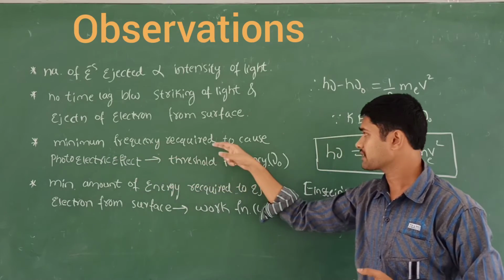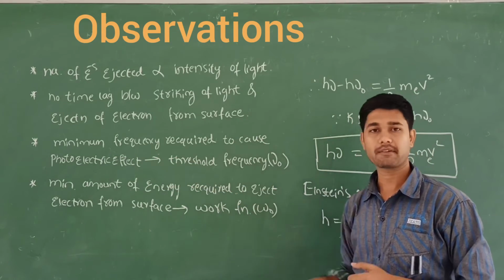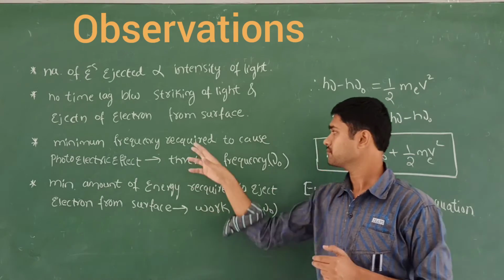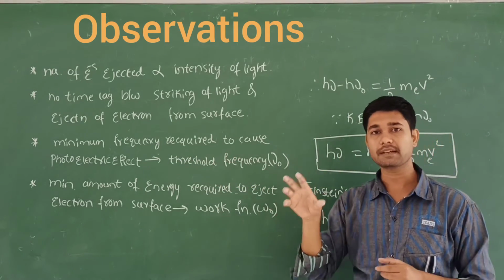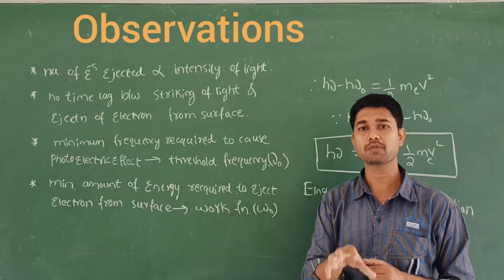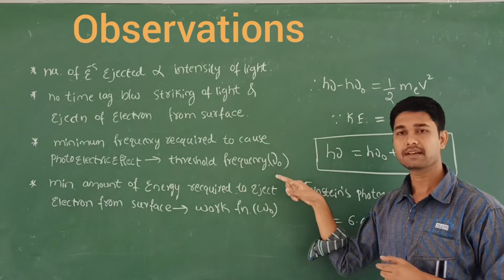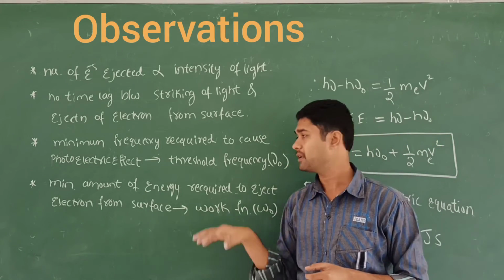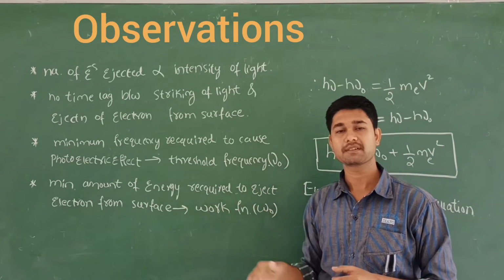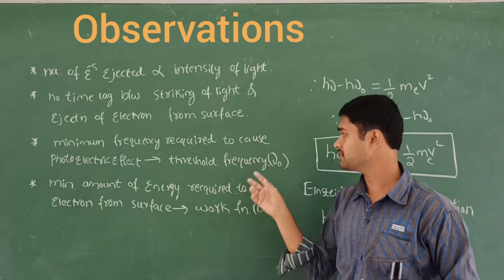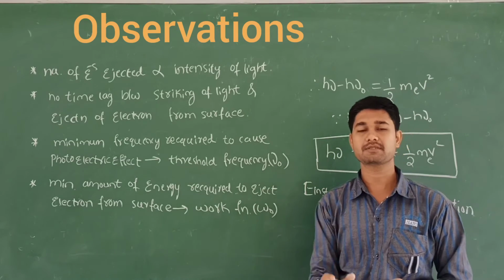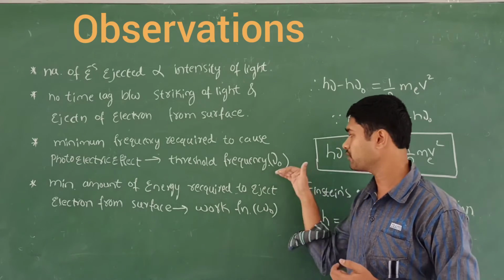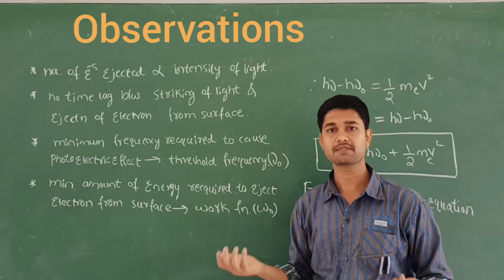Minimum frequency required to cause the photoelectric effect. In order to get the photoelectric effect, a minimum frequency is required. That minimum frequency is called the threshold frequency, that is nu naught. Below this threshold frequency, there is no photoelectric effect. Only this minimum frequency is required for the ejection of the electrons from the metal surface. Below this, no photoelectric effect is possible.